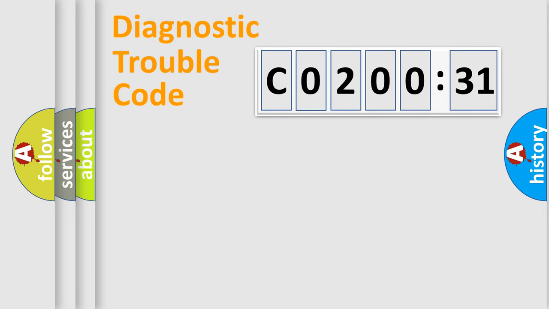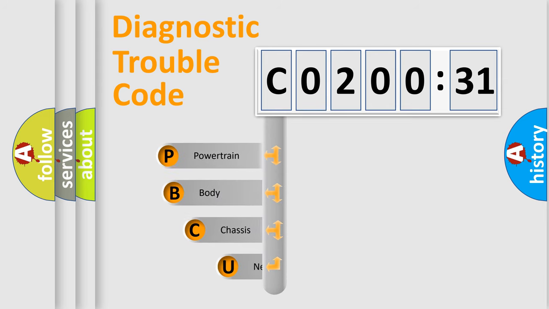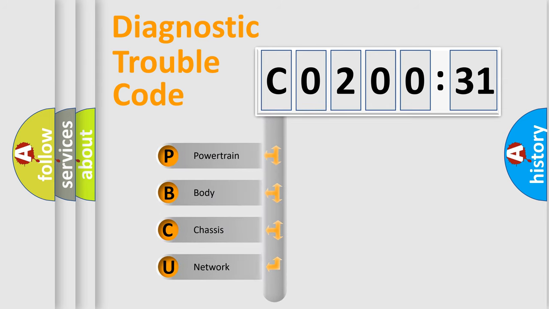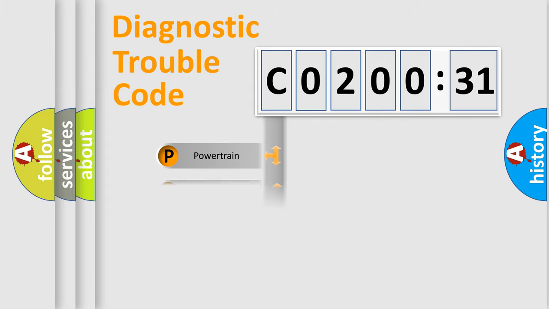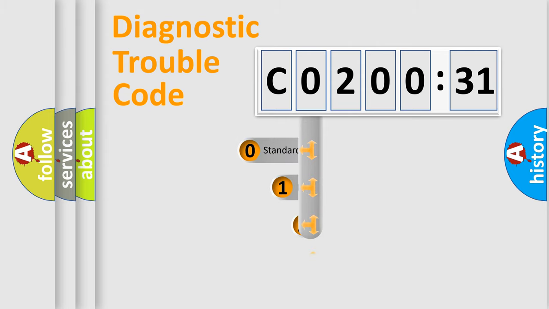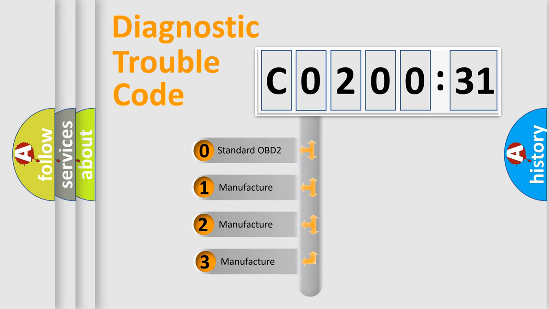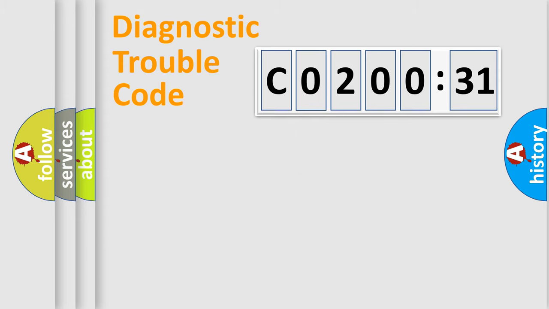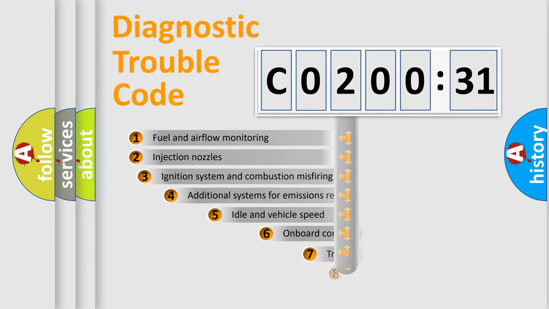Let's do this. First, let's look at the history of diagnostic fault code composition according to the OBD2 protocol, which is unified for all automakers since 2000. We divide the electric system of the automobile into the four basic units: powertrain, body, chassis, network. This distribution is defined in the first character of the code. If the second character is zero, it is a standardized error. In the case of the numbers 1, 2, 3, it is a more specific expression of a car-specific error.